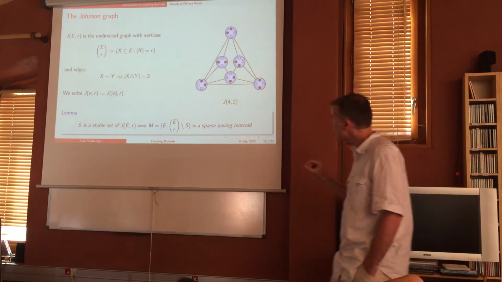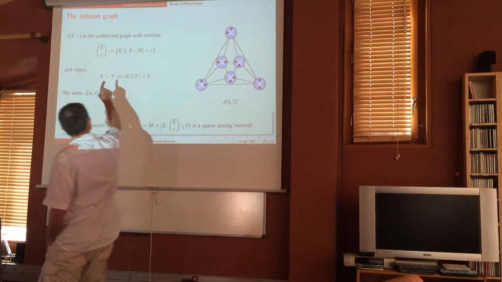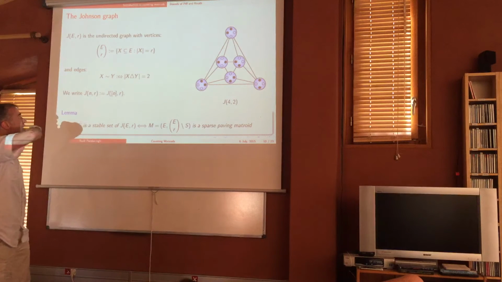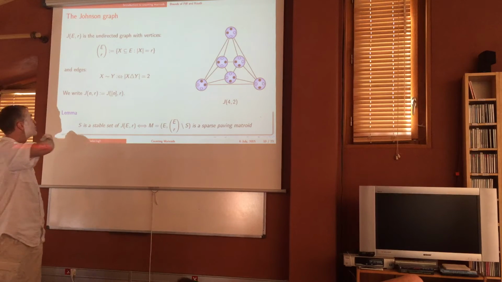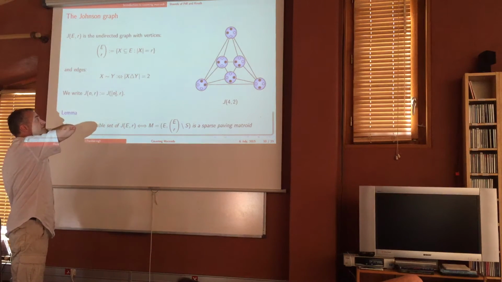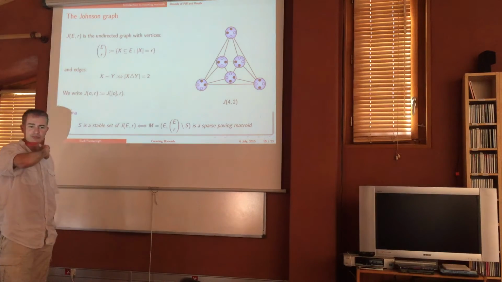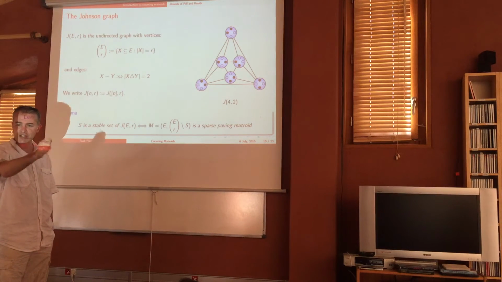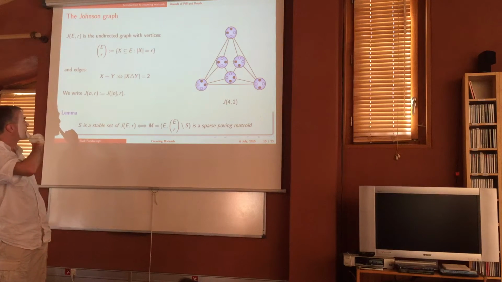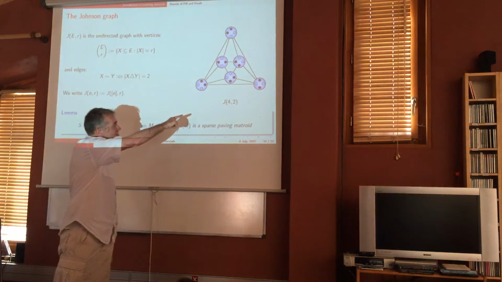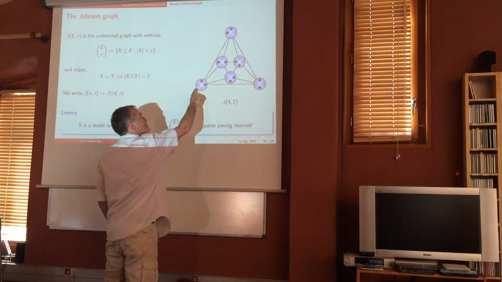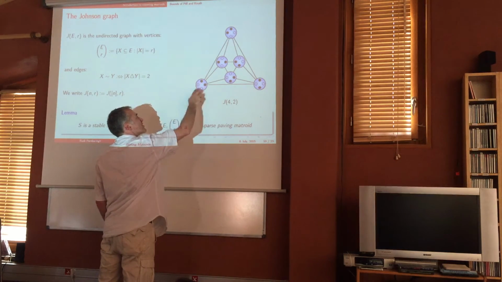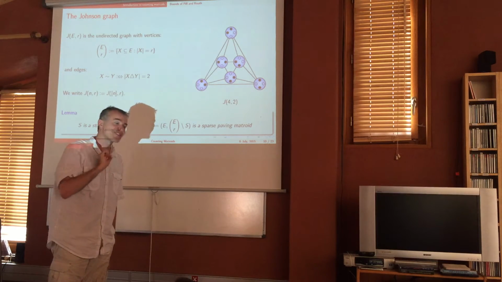So the Johnson graph is the graph whose vertex set is all the R-sets from your ground set E. And two R-sets are adjacent if their symmetric difference is 2. You go from one to the other by throwing out something and adding something. So now here's a nice picture of the Johnson graph for a ground set of size 4, where you consider all the 2-sets. Each vertex shows the subset of 2 elements by indicating them in black.